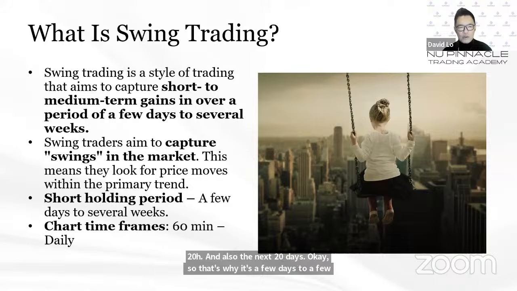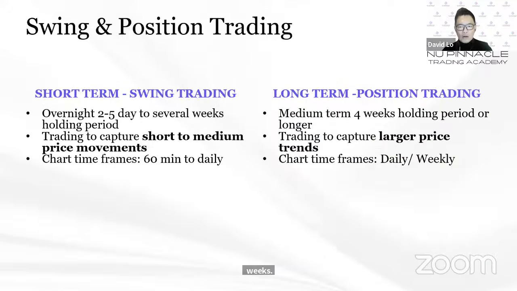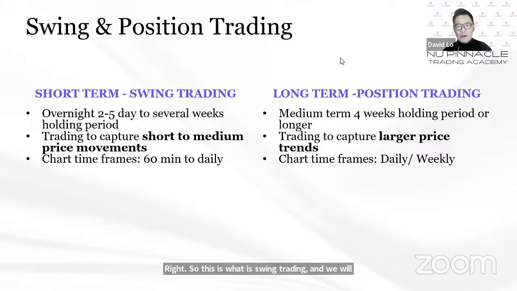So this is what swing trading is, and we will contrast it with long-term position holding. What is long-term position holding? The difference is that in long-term position holding, you're looking at a holding period of 4 weeks or longer, in which you're trying to catch a large price trend or the primary trend. Those doing long-term position trading look at daily charts or weekly charts as their reference. If you're looking at a weekly chart, you're looking at a trend that can last perhaps even half a year, for 20 weeks. Whereas in short-term swing trading, 2 to 5 days to several weeks is the normal holding period.